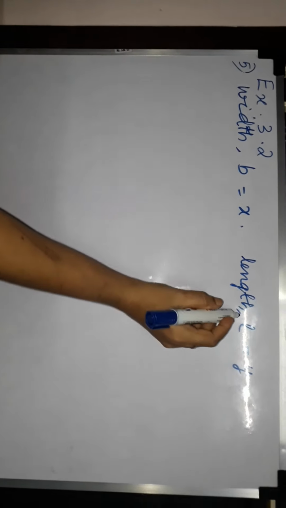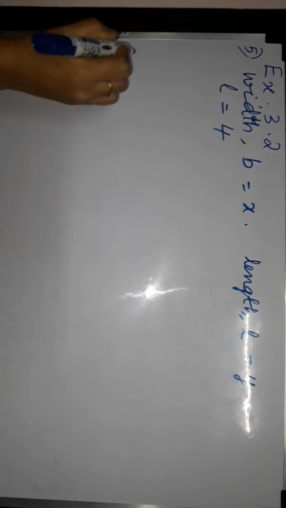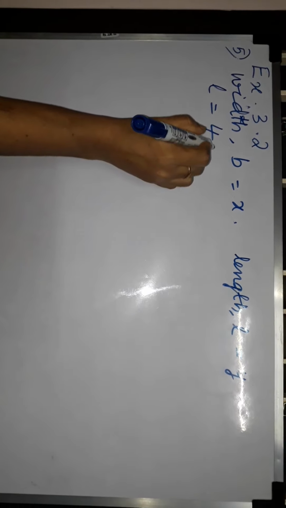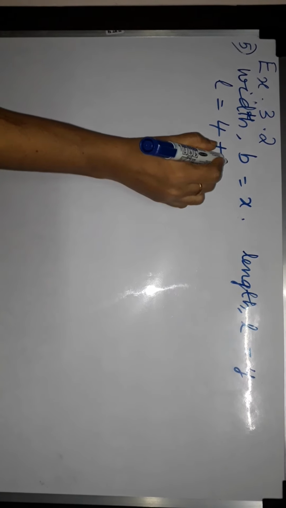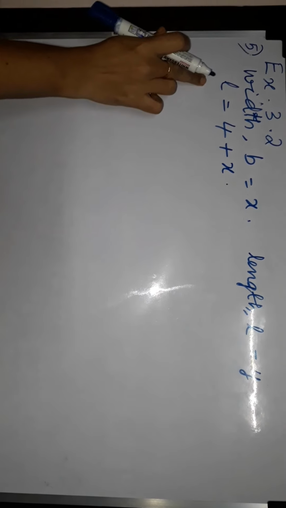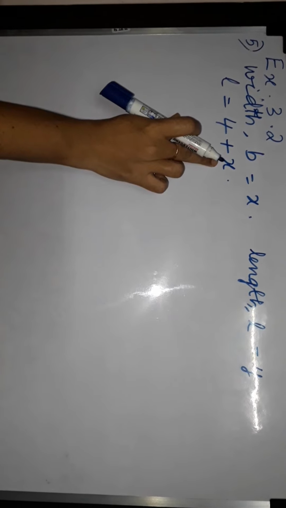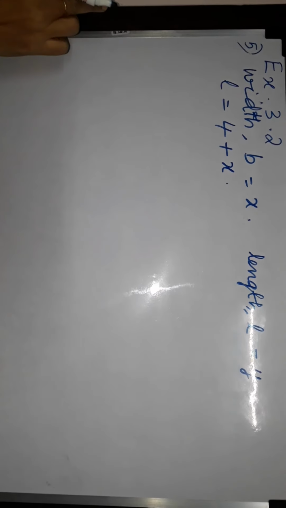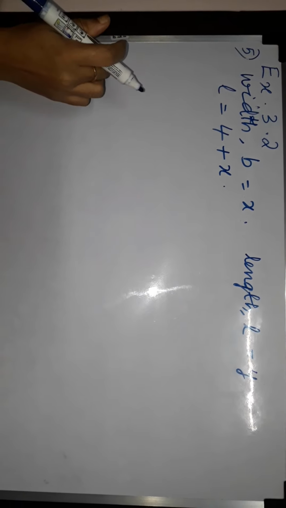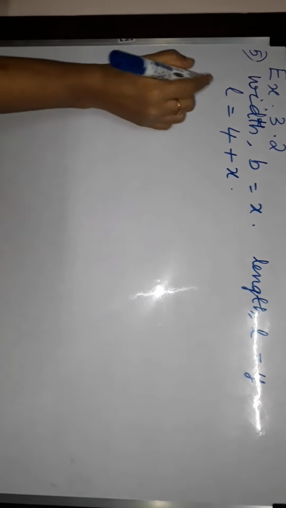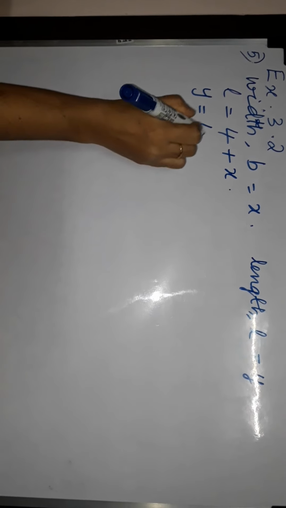So we can take width b is equal to x, length L is equal to y. The first condition they have given: length is 4 meter more than its width. More than means plus. Width is x, so L is equal to 4 plus x, and breadth is equal to x. Here in place of L we can substitute y. So y is equal to 4 plus x.